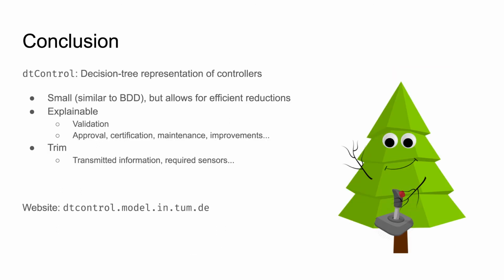To summarize, decision trees provide a compact representation of automatically synthesized controllers immediately competitive to BDDs, but they also allow for further reductions with significant effect, such as through determinization. Another key effect is the explainability of the controller and the high degree of structure, which we can utilize in different contexts, as seen in the previous examples.